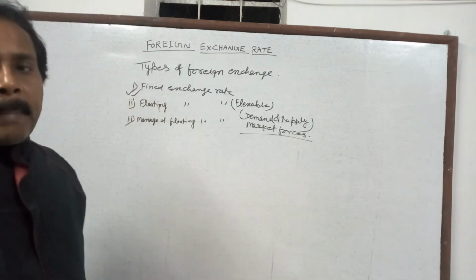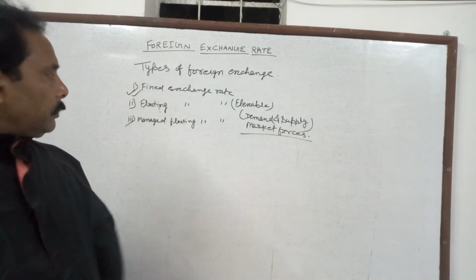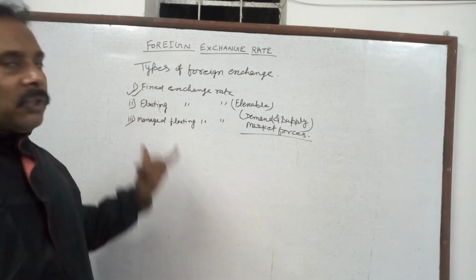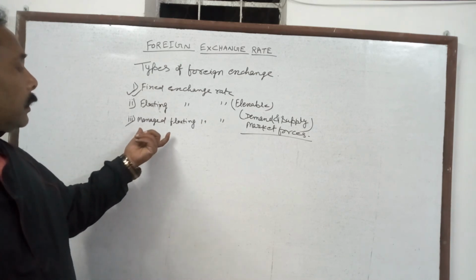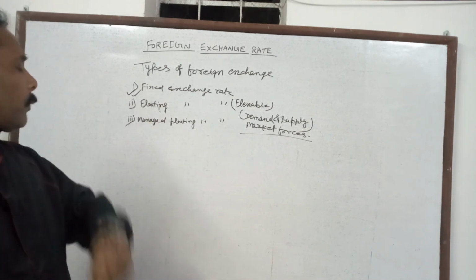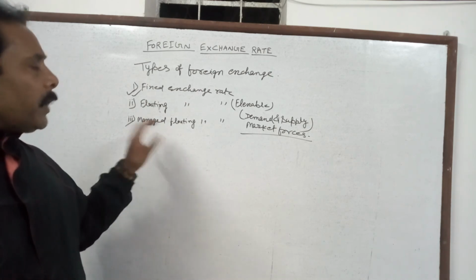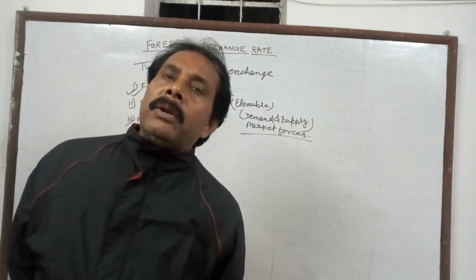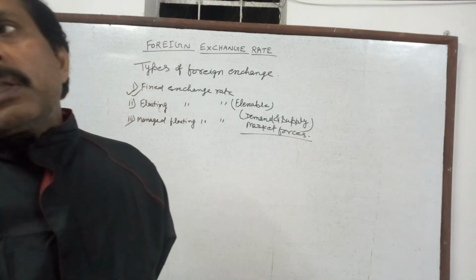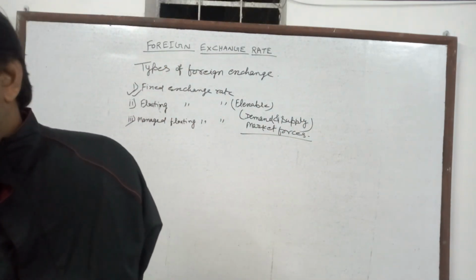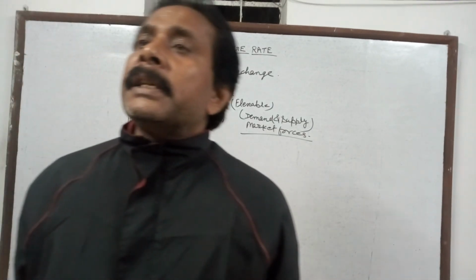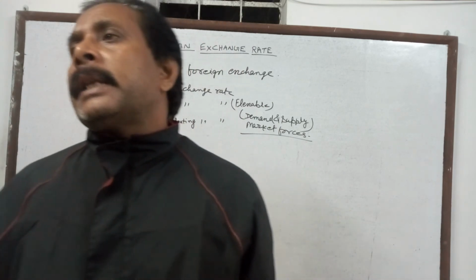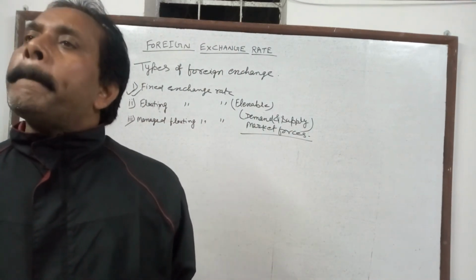Now third is the managed floating exchange rate. Okay. So here there is the term managed. It means it is being managed by somebody. Here, on behalf of the government, the head of the RBI tries to manage the value of domestic currency. So on that basis we can say it refers to a system in which foreign exchange rate is determined by the market forces and the central bank influences the exchange rate through intervention in the foreign exchange market.